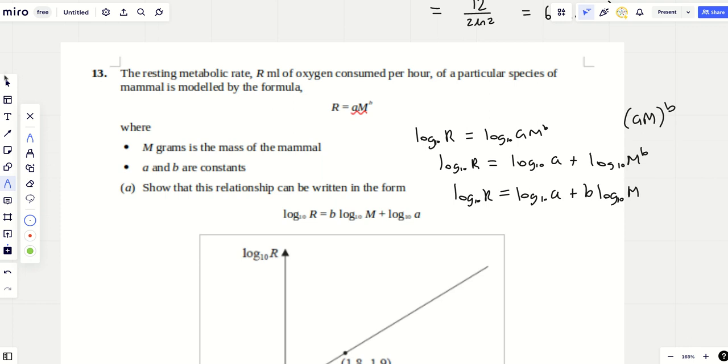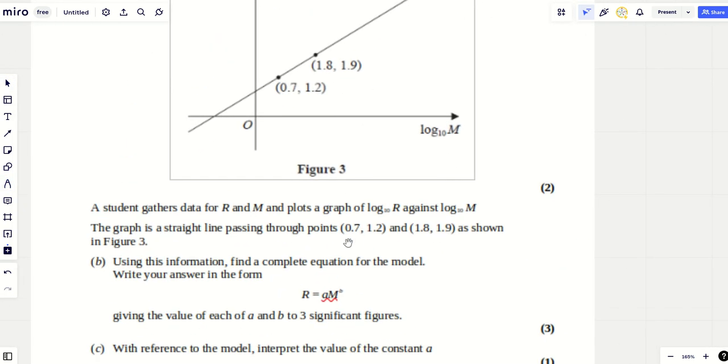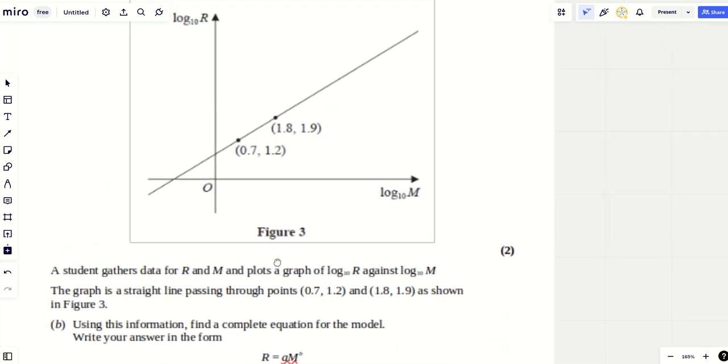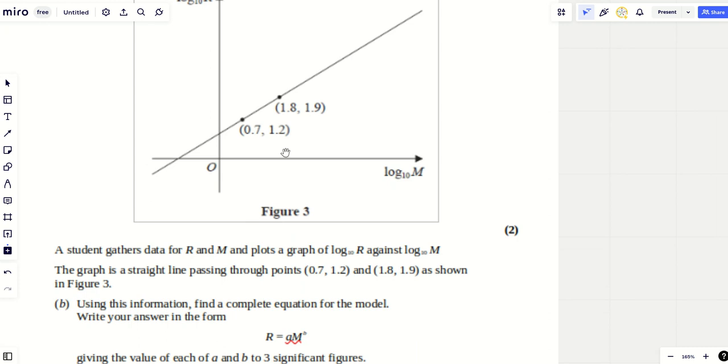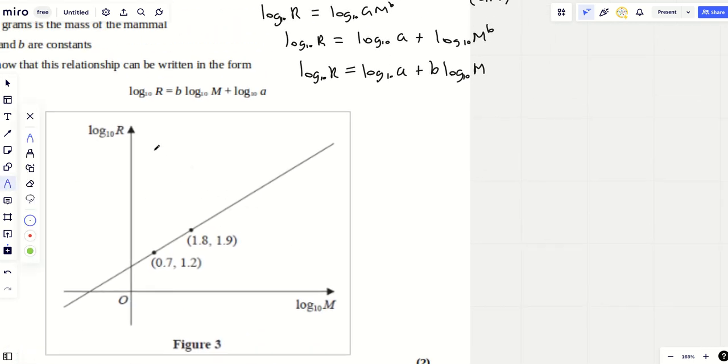And we've got it. Okay, so we've shown the relationship can be written like that. And then the student gathers data for the graphs of r and m and plots log r against log m. Here's log r against log m. Okay, we've got 2 points. Now remember, on this graph, your y coordinates are log r. They've already been logged, and your x coordinates are log m.